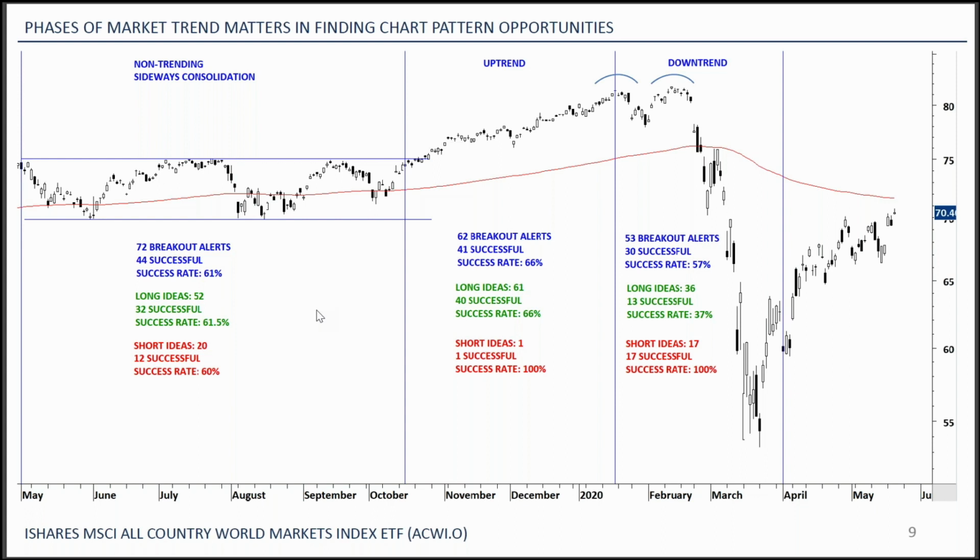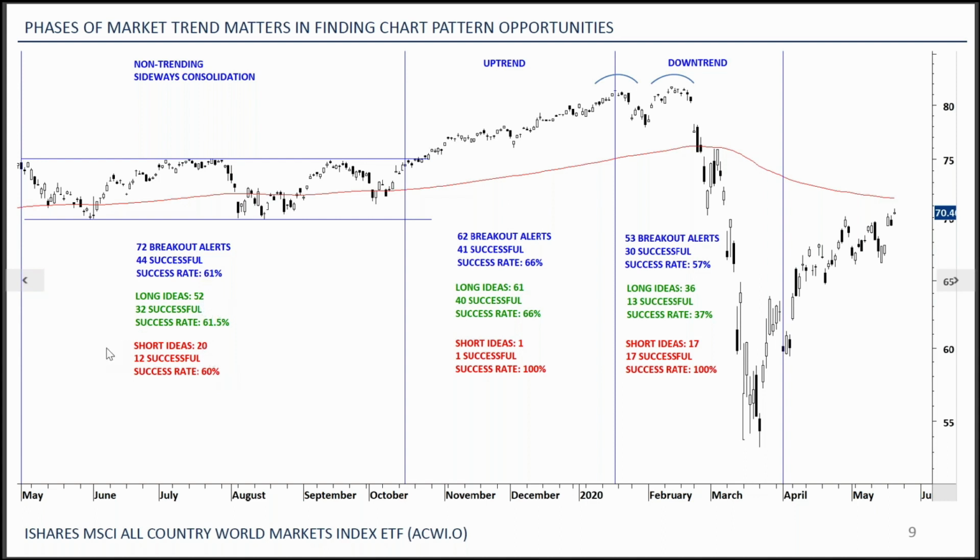During this rectangle, this May to mid-October period, we have seen 72 breakout alerts, 44 were successful, a 61% success rate. Long ideas were 52, so more long ideas. Yes, the trend has been up prior to that. Out of that, 32 were successful. The success rate of the long ideas was 61.5. And we had 20 short ideas, out of which 12 were successful. Success rate was 60.